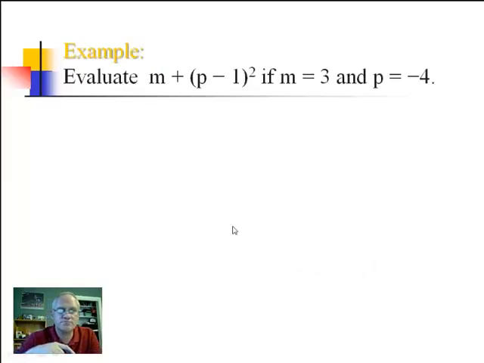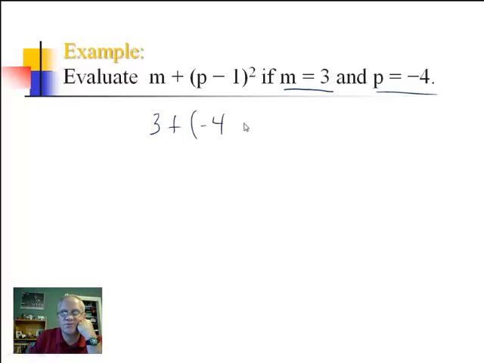All right, so here's an example. This is an algebraic expression. Notice we got an M in there and a P in there. But it does tell us what M and P equal. Okay? It says that M is 3, P is negative 4. All right, so all I'm going to do is plug them in. So if M is 3, where M is up here, I'm going to plug in 3. Where P is, you notice P is negative 4, so I'm going to plug in negative 4. And then I have the minus 1 and the squared there. Okay, so all I've done is plug in 3 and negative 4 into the equation.